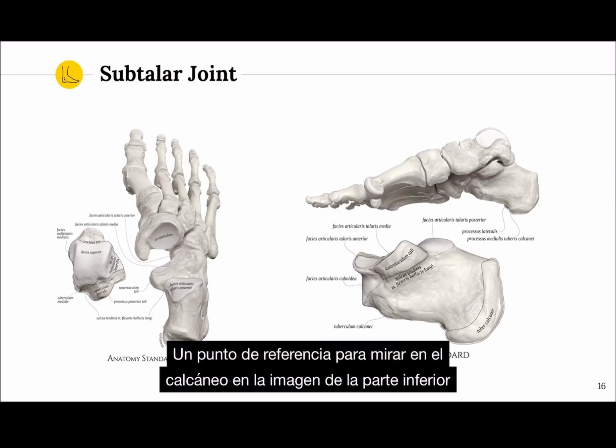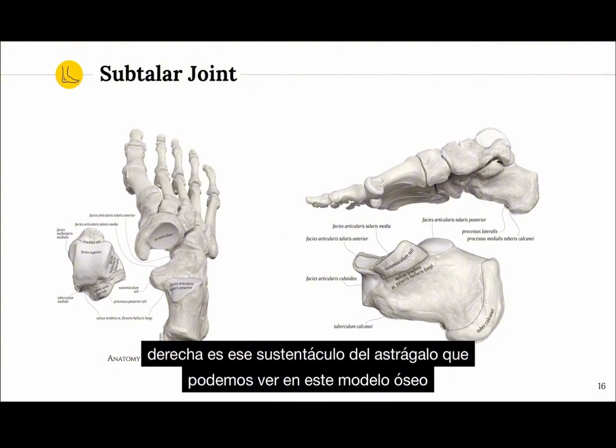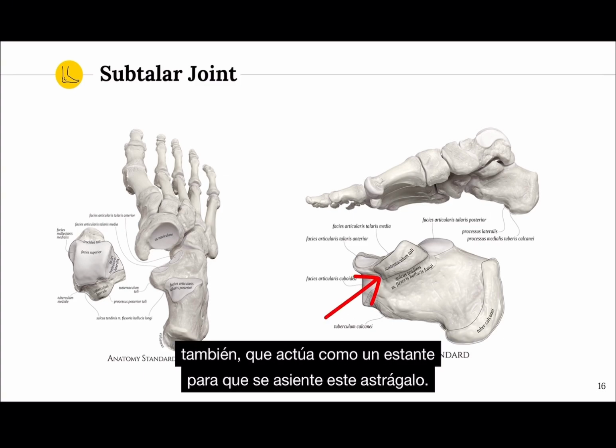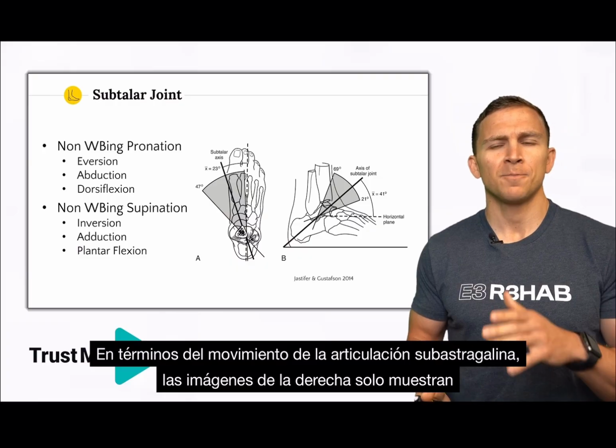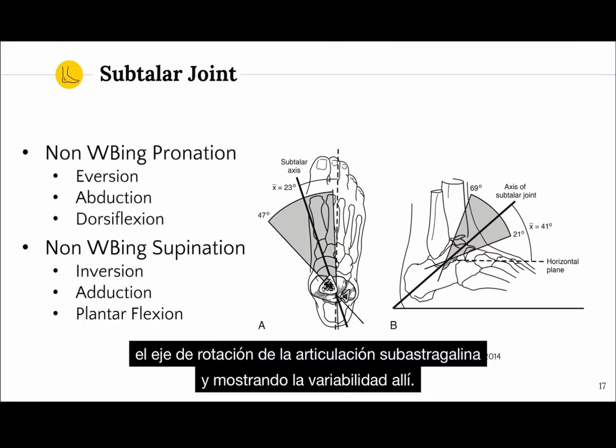One landmark to kind of look at on the calcaneus on that bottom right picture is that sustentaculum tali, which we can see on this bony model as well, which just kind of acts as a shelf for this talus to sit on. In terms of the subtalar joint motion, the pictures on the right are just showing the axes of rotation for the subtalar joint and showing the variability there.